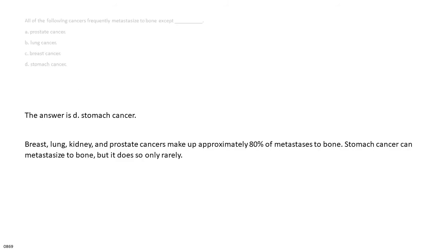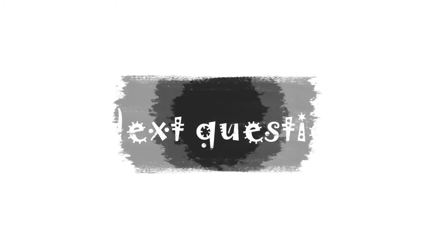The answer is D. Stomach cancer. Breast, lung, kidney, and prostate cancers make up approximately 80% of metastases to bone. Stomach cancer can metastasize to bone, but it does so only rarely.